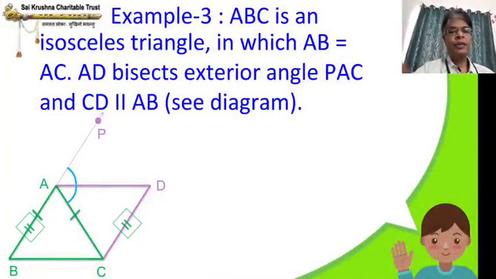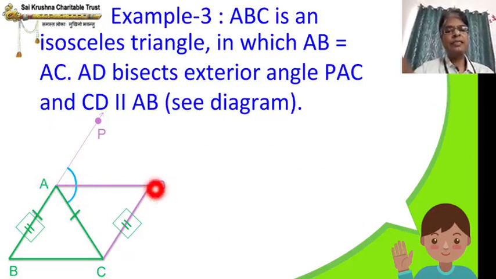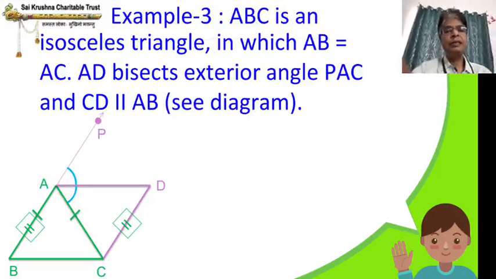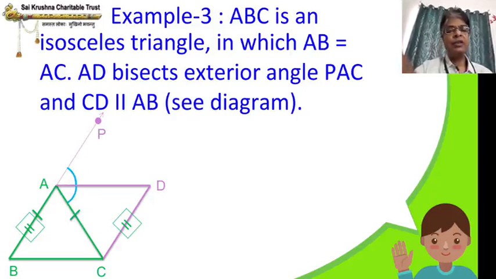Example 3. ABC is an isosceles triangle, shown there in green color, in which AB equal to AC. It is already given, I have put single dash. AD bisects angle PAC, so angle PAC is bisected by AD, and CD is parallel to AB. Whatever is shown in this page is given in the textbook. This is given in the question itself.